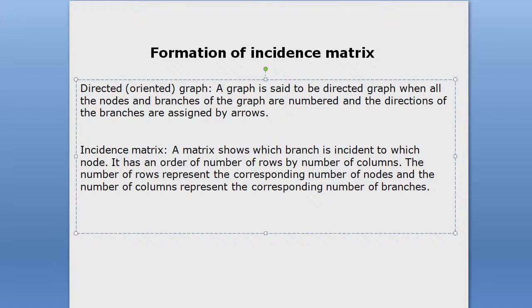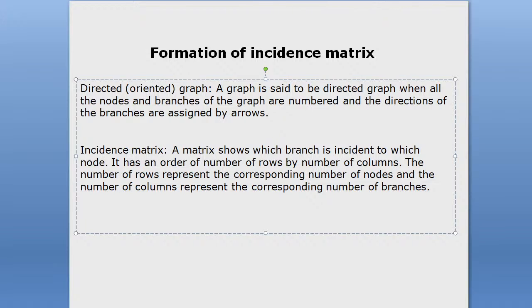If the number of nodes for a graph is capital N and the number of branches for a directed graph is capital M, then you can say that the order of the graph is M by N.